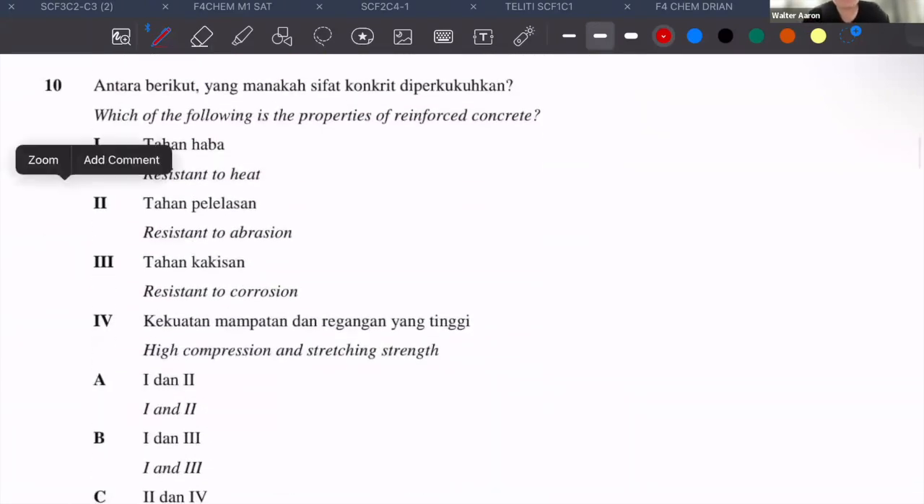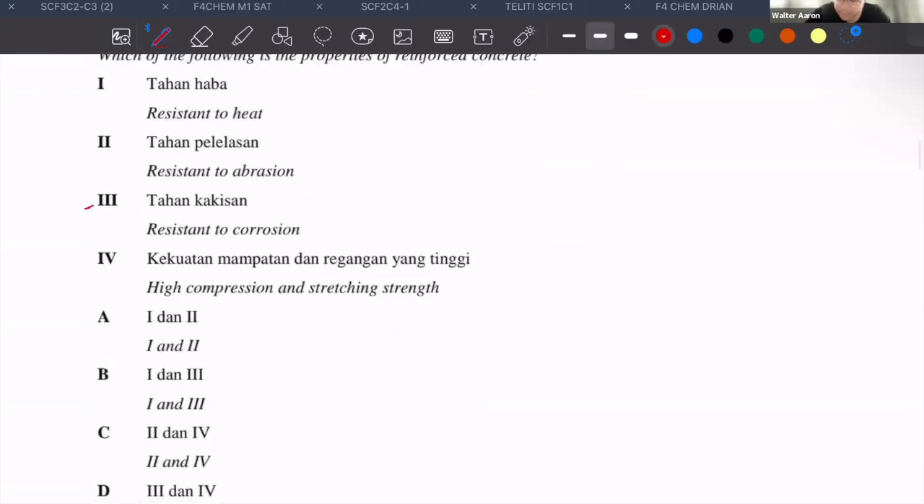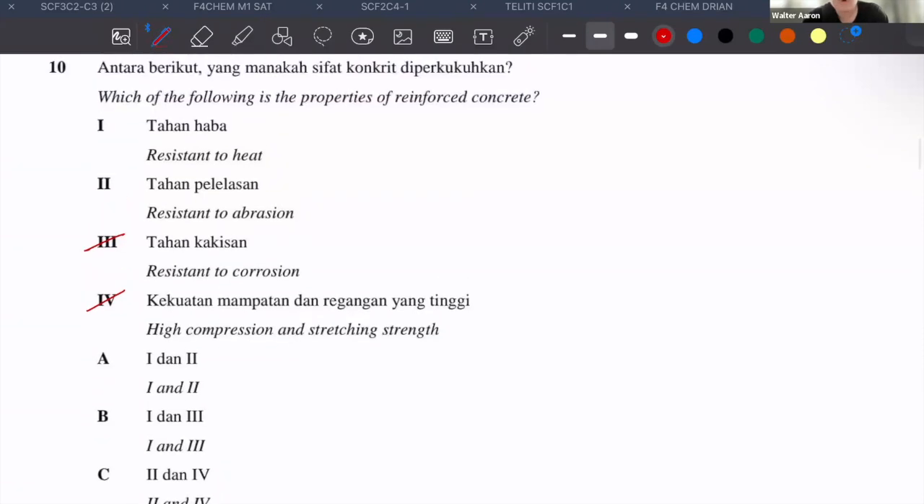Number 10, which of the following is a property of reinforced concrete? Reinforced concrete is concrete that is added with other substances. In this case, I would say the answer will most likely be resistant to corrosion, that's number 1, and a high compression and stretching strength. Why? Because these are two great properties in construction. We normally use reinforced concrete to make high-rise buildings as well as houses. So those are the things that must be in place.